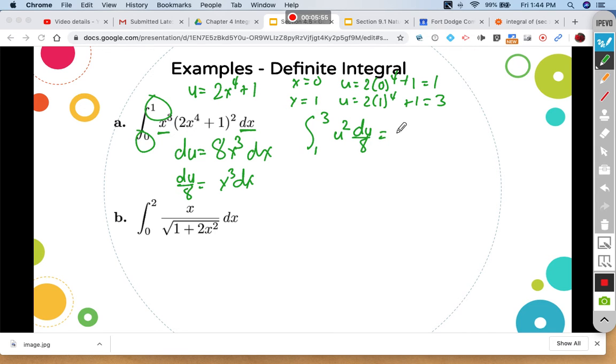So I can pull out my constant, and I have the integral from 1 to 3 of u squared du. So that is 1/8 times u cubed over 3 integrated from 1 to 3.